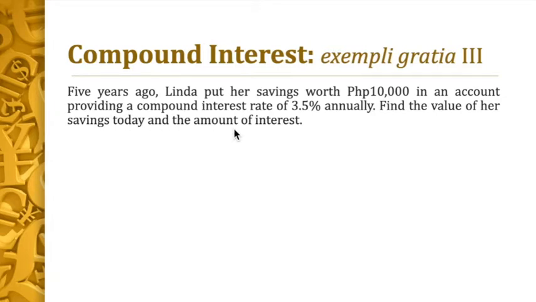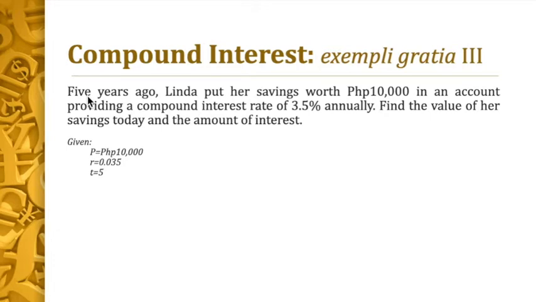Okay, so let's write first the given. So our P is here. That's Linda's savings, 10,000 pesos. Our R is 3.5%. Make it decimal, 0.035. And T is written here as the first group of words, so T equals 5.